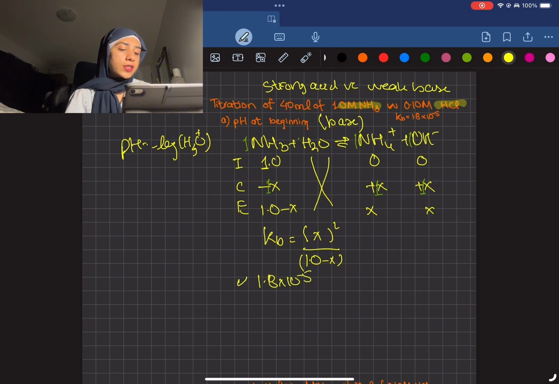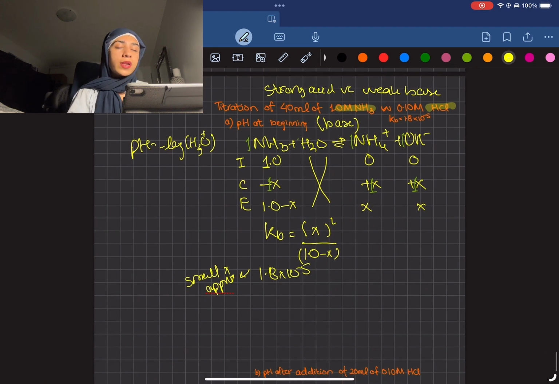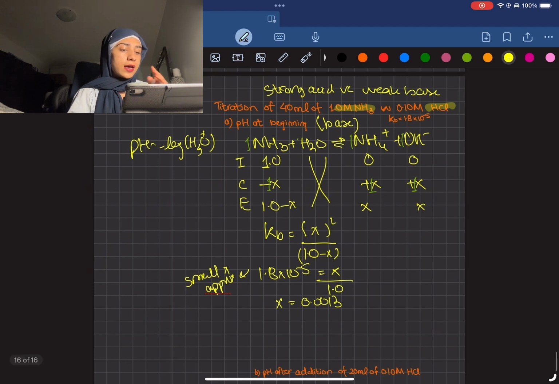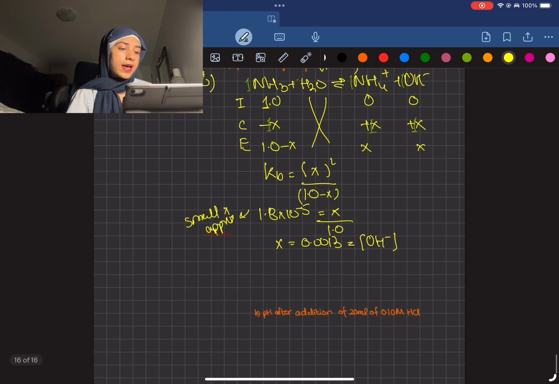Now over here I can use my small x approximation. I can do that because whenever your K value is 10 to the power negative 5 or lower than that, you can use the small x approximation. So the value for x is going to be equal to 0.0013. Now from here, you have the value of x. This means you have the concentration of OH negative at equilibrium.